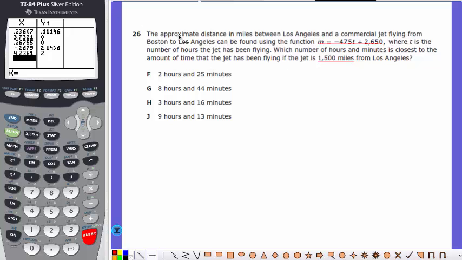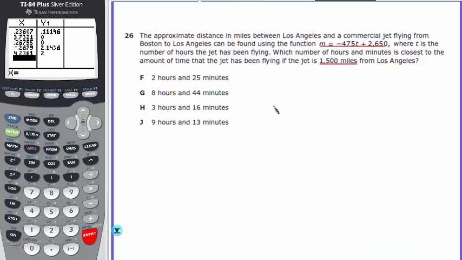Okay, let's understand the formula. Let's write it down, the formula here. M equals -475t plus 2650.